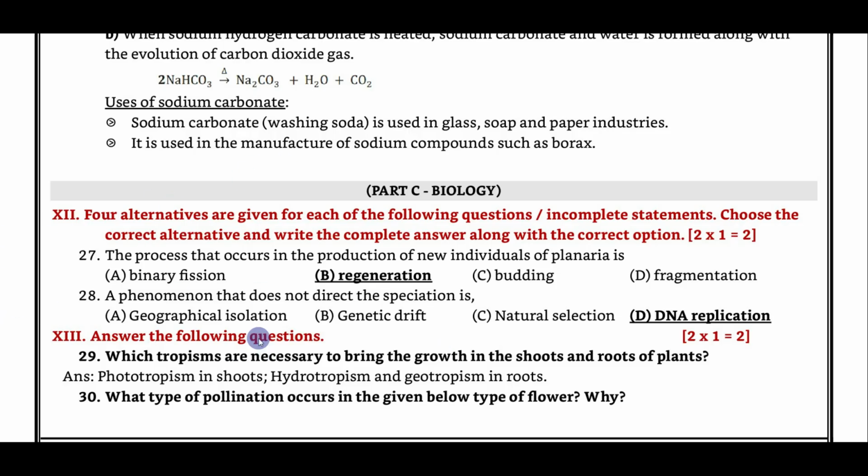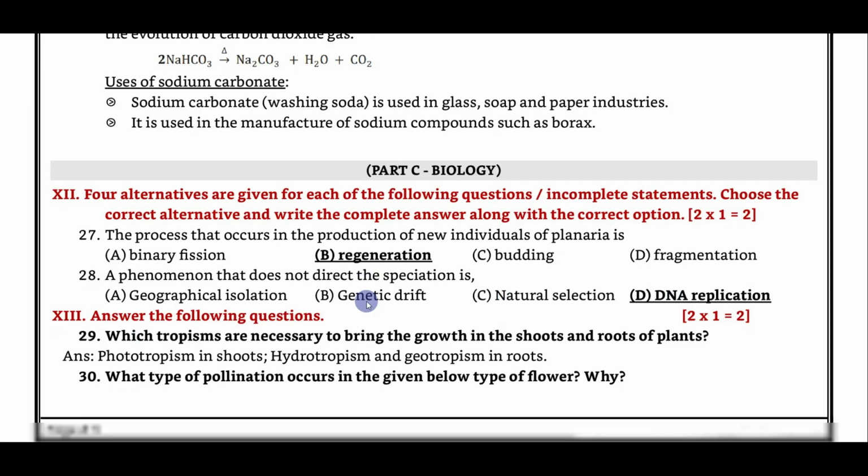Part C, biology. The process that occurs in the production of new individuals of planaria is option B, regeneration. A phenomenon that does not direct speciation is DNA replication. All the other reasons are reasons for speciation, but not D.